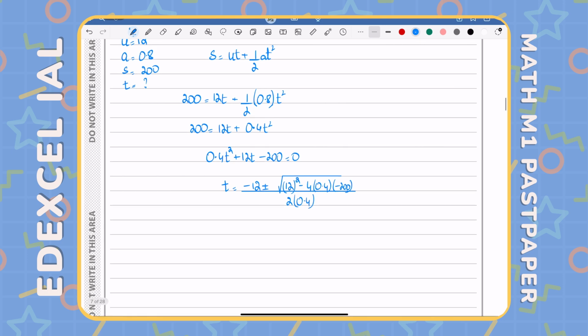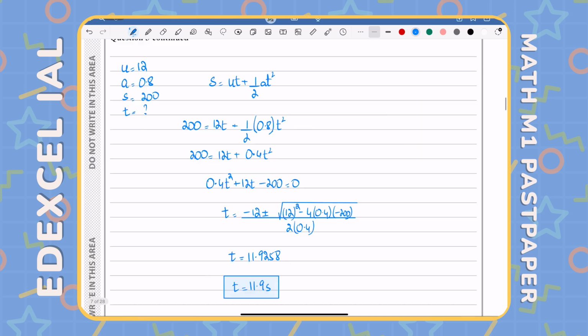Obviously, since we're solving for t, we can only take the positive value since time cannot be negative. And when you solve this, the correct value that you will get is 11.9258. Correct to 3 significant figures, it's going to be 11.9 seconds. So that is the answer to part B.